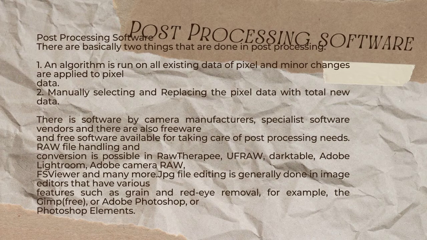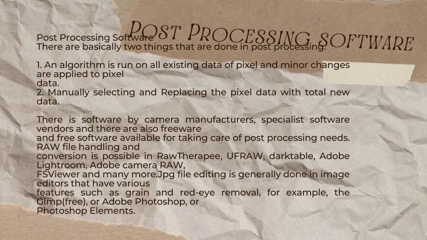In post-processing software, there are basically two things that are done. First, an algorithm is run on all existing pixel data and minor changes are applied to the pixel data. Second, manually selecting and replacing the pixel data with totally new data.